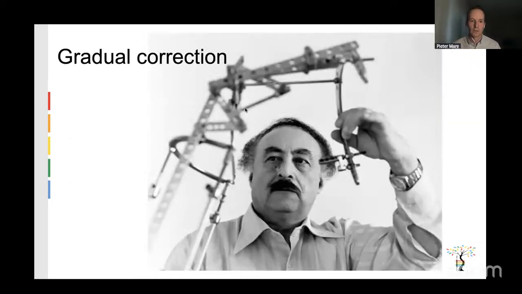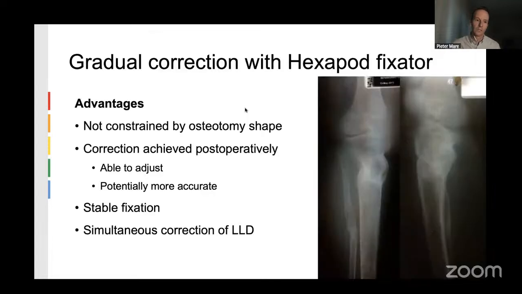That's Dr. Elizarov himself, the father of the modern circular fixators. Fortunately now we don't have to struggle with these hinges, which can become very complicated when we're looking at multiplanar deformity correction. And we now have hexapod circular fixators with computer assistance in order to correct these deformities well. Now the advantages are that the correction is not constrained by the osteotomy shape. You can see that nicely in that image on the right there. So you can translate the axis where you want it, so you don't have any iatrogenic axis translation.